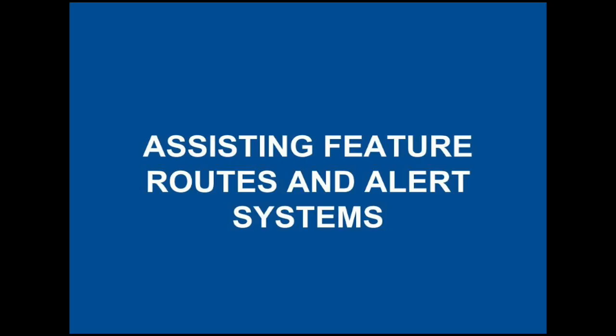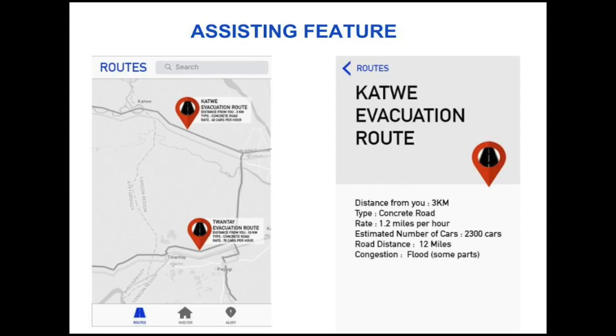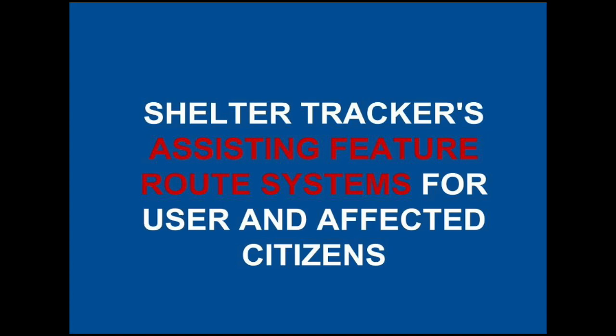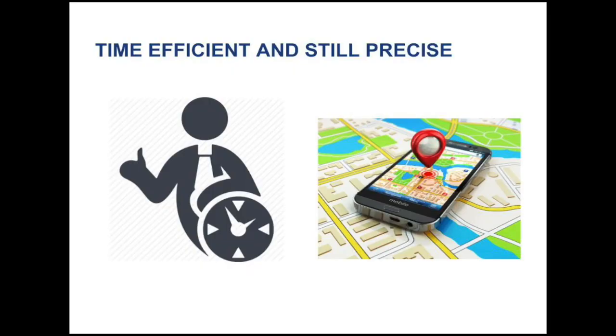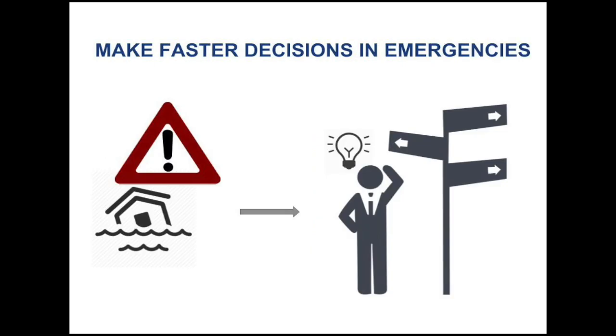Shelter Tracker's assisting feature also provides information on the logistics of evacuation routes using the route system for the users and affected citizens. The route system in the interactive application will allow people to evacuate by choosing the closest evacuation route. This gives the users a shorter time to reach their destination, saving their time, yet still provides precise information. With a route system, people know the traffic and the congestion of evacuators, and thus can make decisions early in times of emergency cases. They would not have any delay.